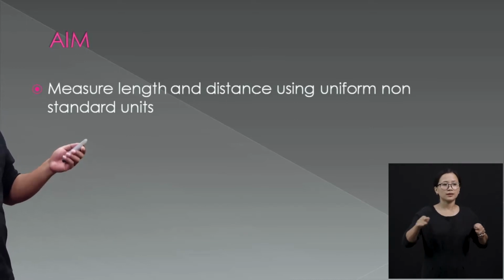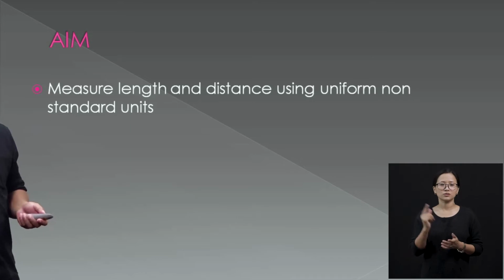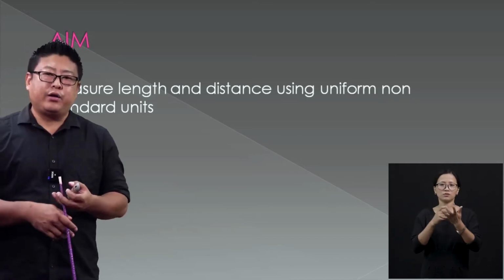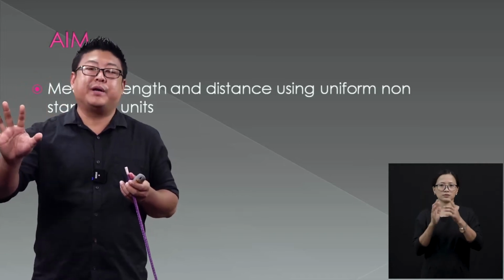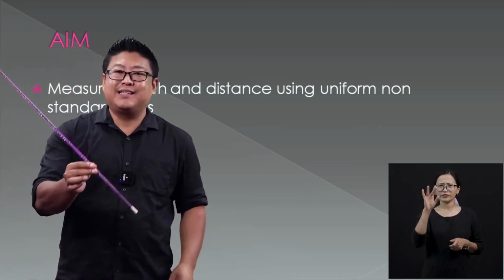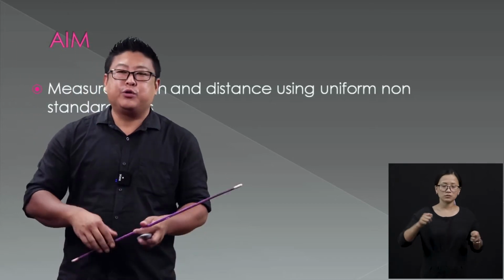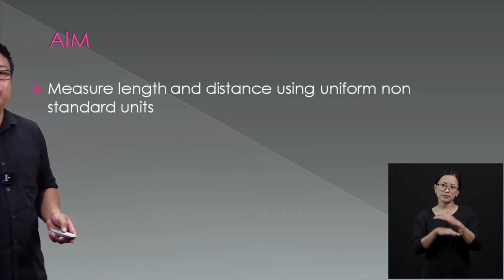After we finish this chapter, we aim to measure length and distance using uniform non-standard units. Meaning, uniform non-standard units are your hands. You use your hands to measure. You use your fingers to measure. You can use this pointer to measure. You can use your feet. All these come under non-standard units.